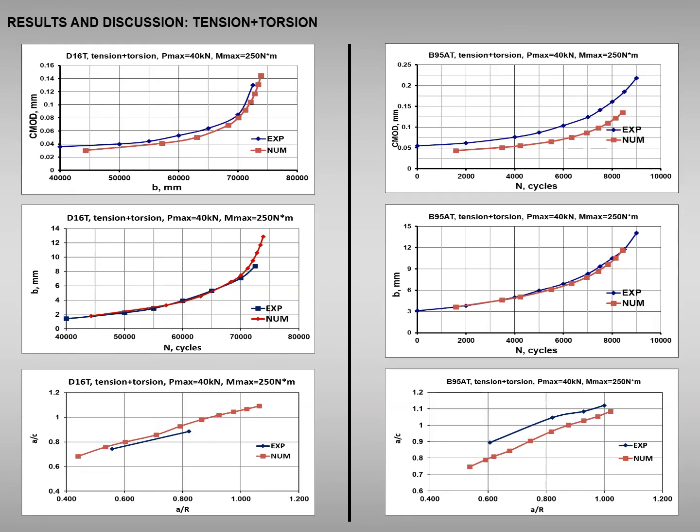These graphs show the comparison between numerical and experimental results in the case of tension-torsion tests. Again, the graphs on the left-hand side are related to D16T, whereas they are related to B95AT on the right-hand side. With these loading conditions, the correlation between numerical and experimental data is very high for both materials. Numerical crack mouth opening displacement for D16T is close to experimental data, as is that for B95AT.